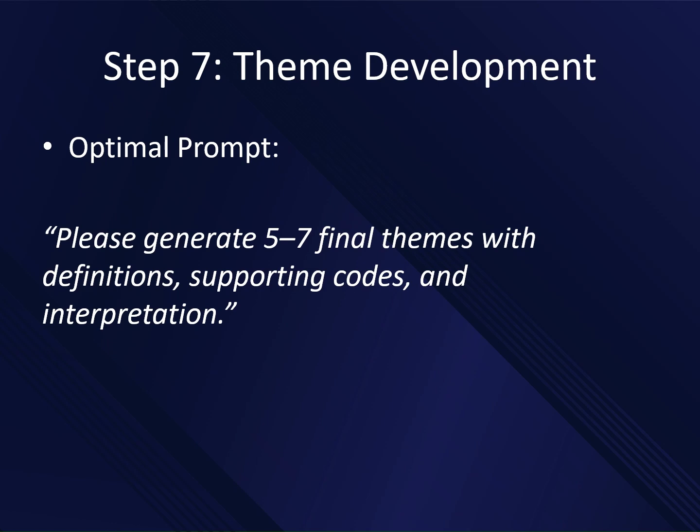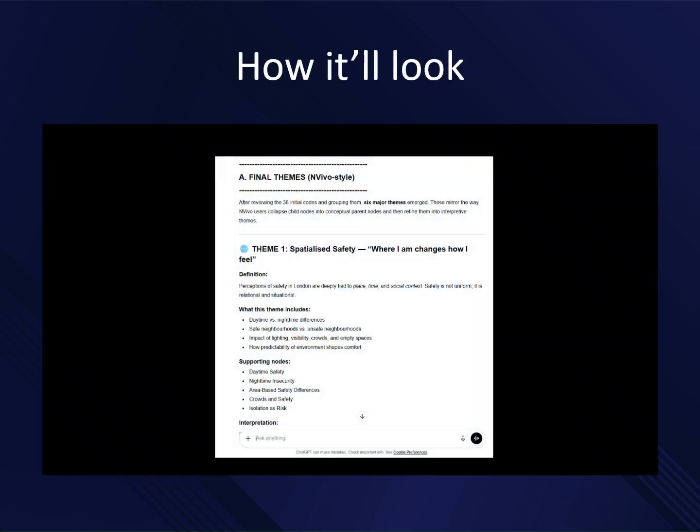Now we collapse the coded material into major analytic themes. Use the prompt, "Please generate 5 to 7 final themes with definitions, supporting codes and interpretation." If you want more or fewer themes, then just change the wording of the prompt accordingly. And the output should look like this.